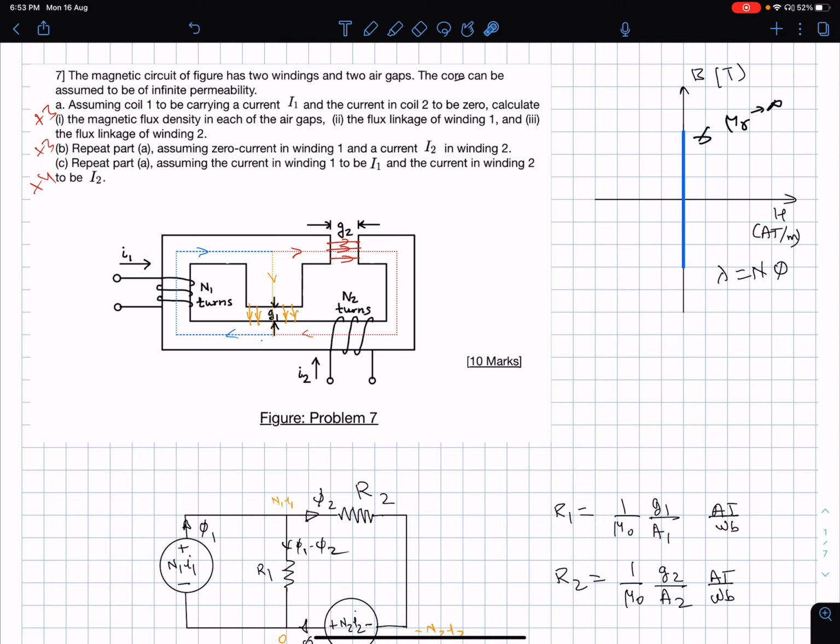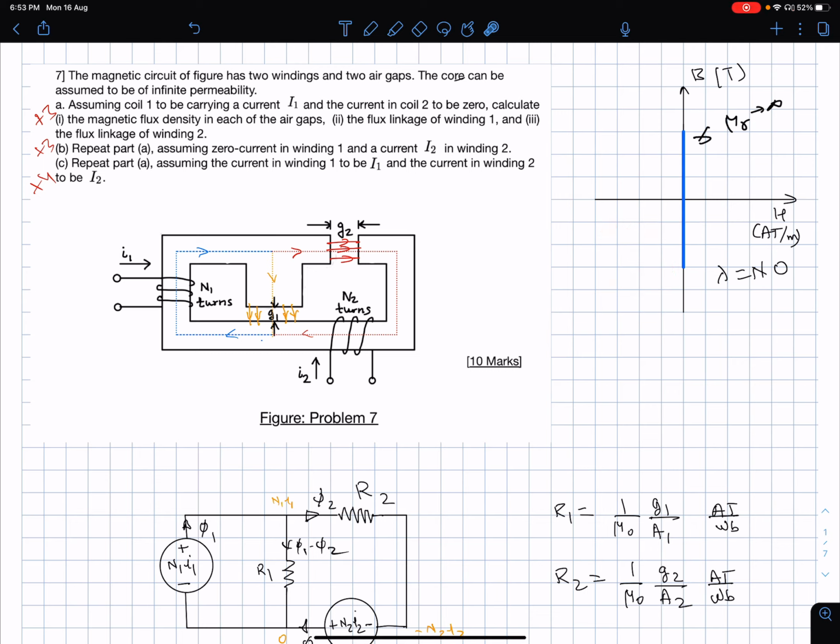And part B is repeat part A assuming current in winding 1 to be 0 and only winding 2 is carrying the current. So first you calculate lambda for this and this when I1 is there, I2 is not there. Next time you have to again calculate this flux linking these two windings, now lambda, where I2 is there and I1 will be 0.